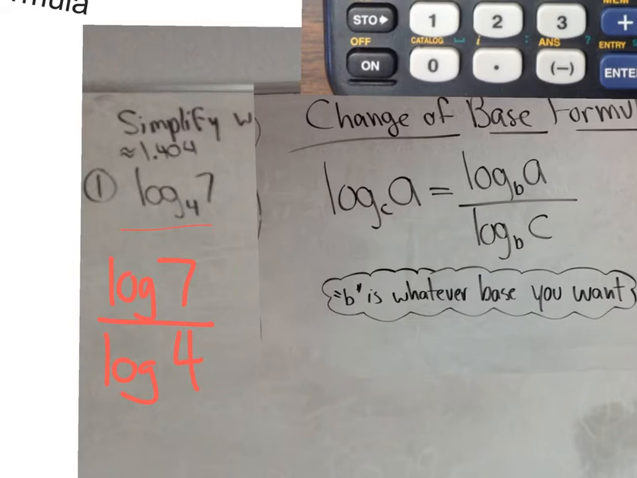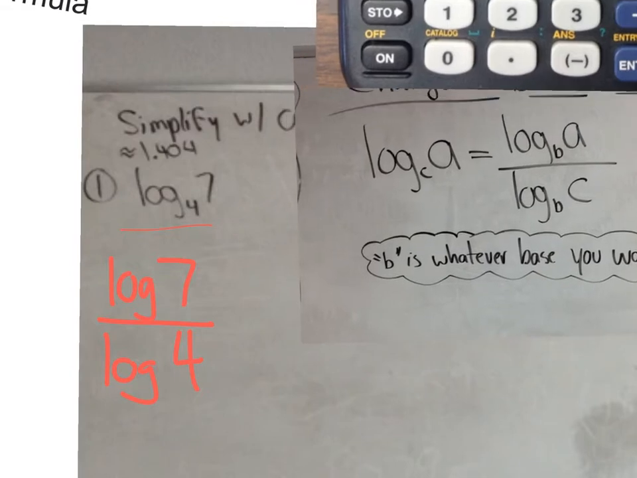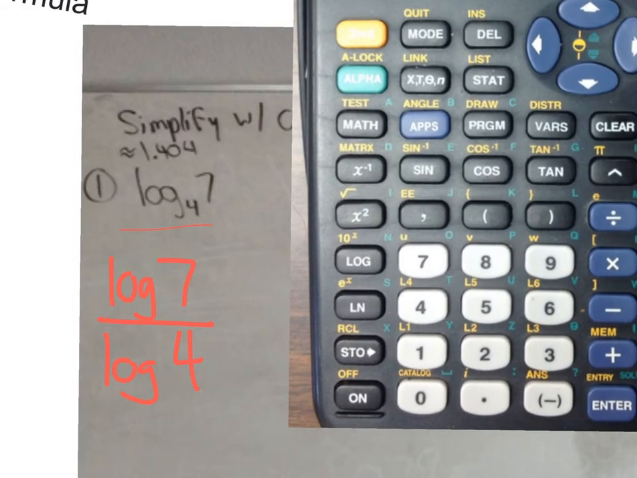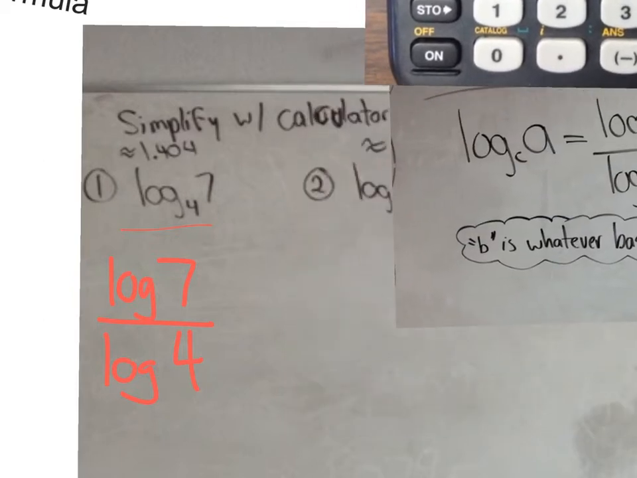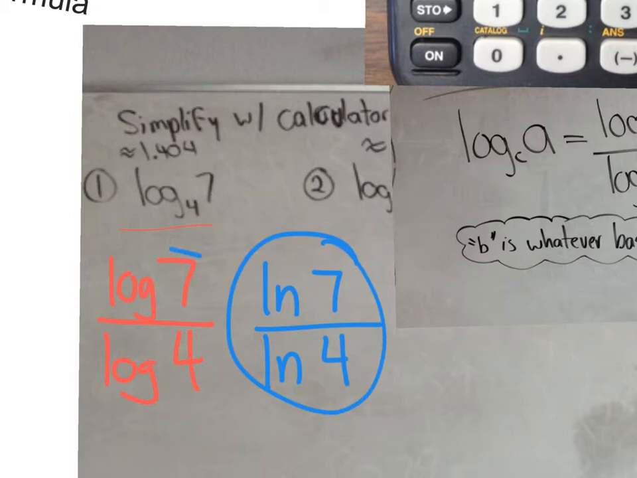Or let's say you didn't want to use the common log button. Let's say you wanted to use the ln button. Then you wouldn't change it to common log, you would change it to ln. And that is simply ln on top, ln on the bottom, and it's as easy as taking the number that's further up and putting it up on top, taking the number that's further down, which is the base 4, and putting it as a regular 4. So this will give you your answer, or this will also give you your answer, whatever you want to use.